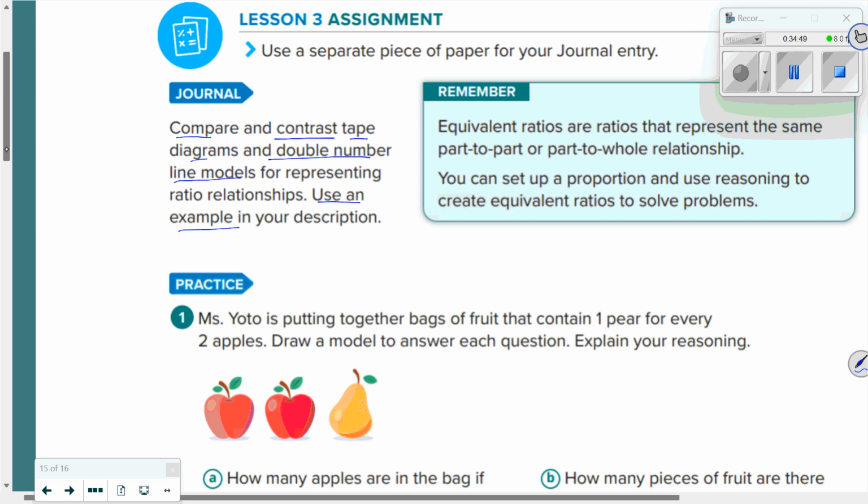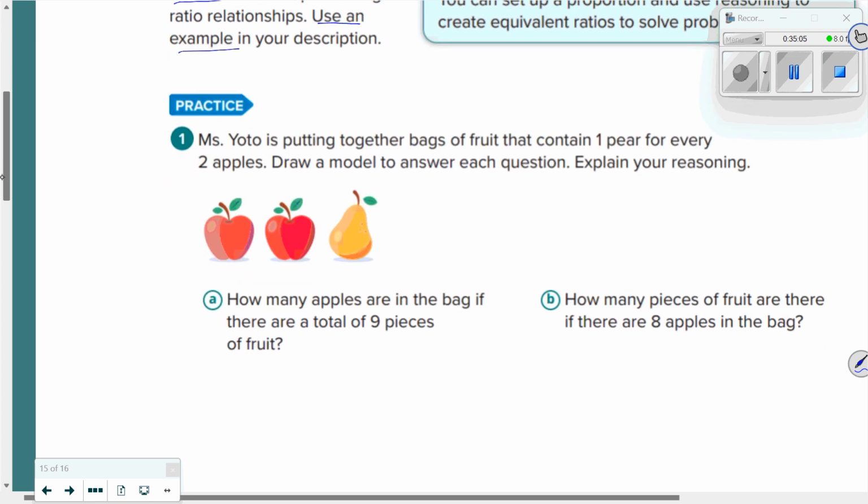Am I going to do a compare and a contrast and an example in this amount of space? No. So this is actually really key today, guys. You're going to need a separate piece of paper for your journal entry. There is not enough room here for you to do it. That's what I'll actually do next Wednesday.